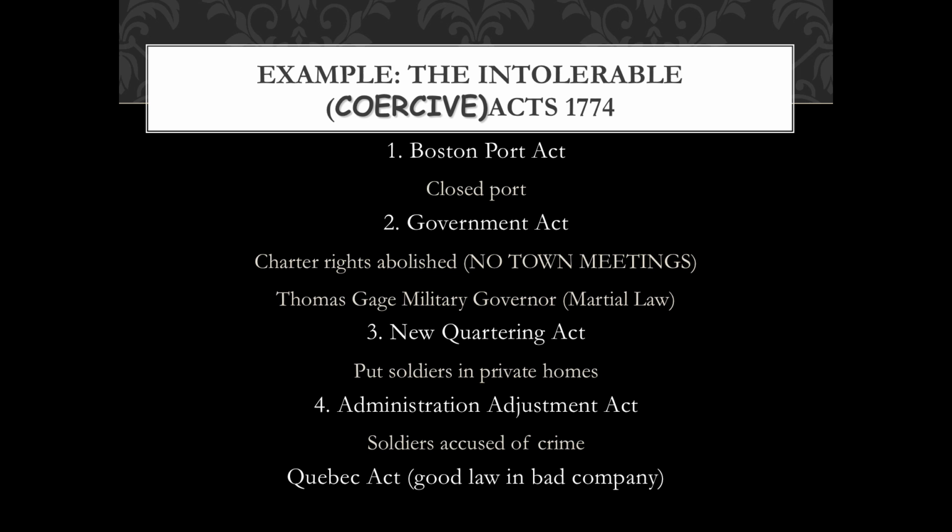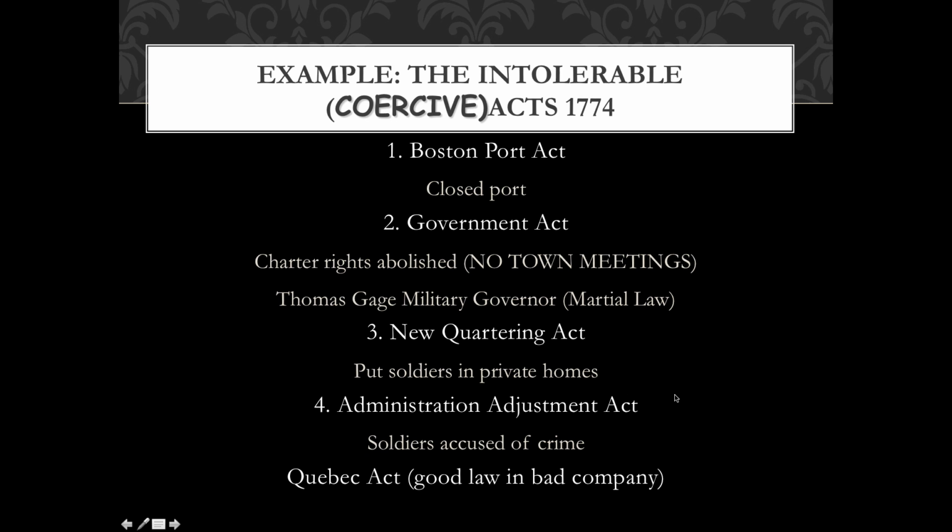The Coercive Acts, or as the Bostonians call them, the Intolerable Acts. And you can see here what they do. This is all aimed at Boston. They close down the port of Boston. They get rid of the entire government of Massachusetts and place General Thomas Gage as the military commander of all of Massachusetts. They get rid of its Massachusetts charter. They outlaw town meetings. They establish martial law throughout Boston.